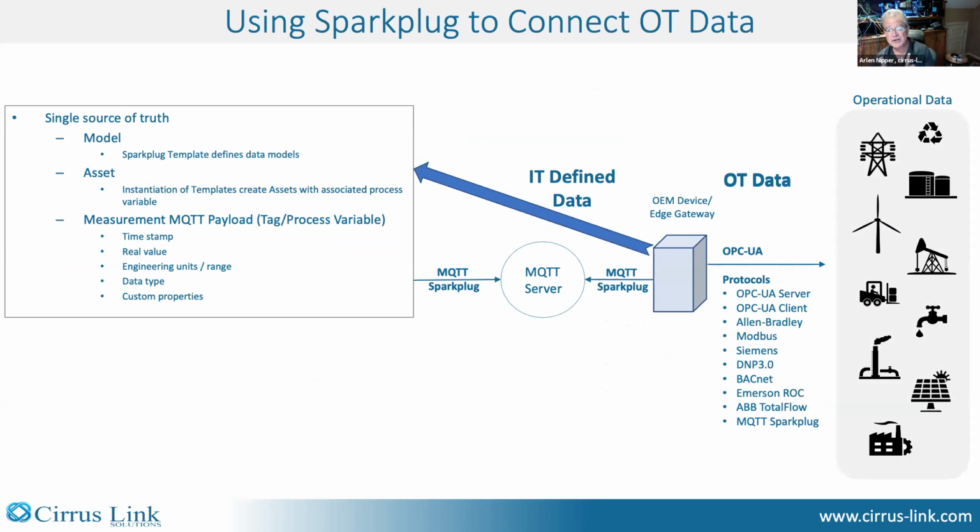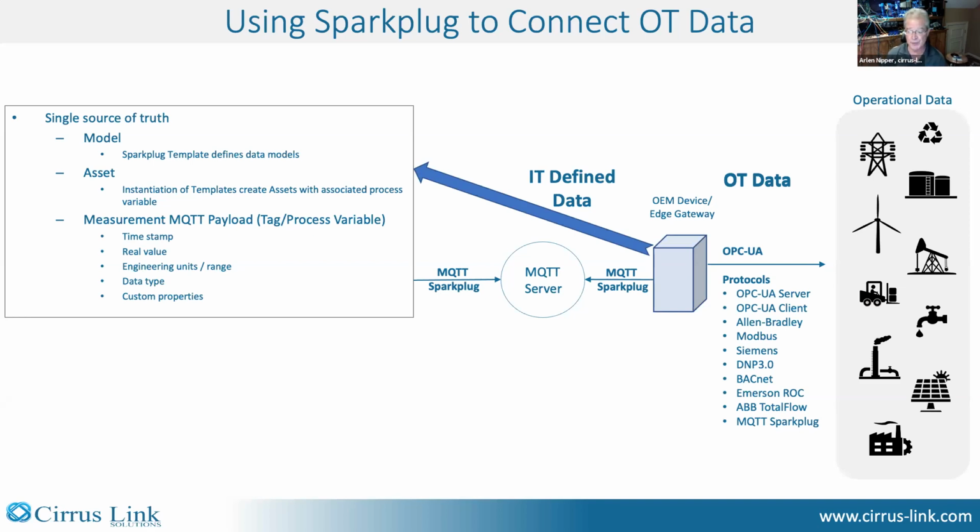Now, if we look at that and we had OEM devices, edge of network gateways, native devices with all of these different protocols, with OPC UA, with native proprietary protocols, if we could model those process variables and those models, that means we could have a single Sparkplug message published, boom, that defines a model, that defines an asset instantiated from that model, and defines the measurements within that asset as well.